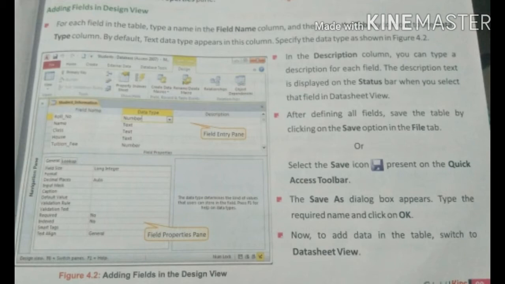Type a name in the field name column, and then press the Tab key on the keyboard to move to the data type column. By default, you can see the text data type in this column. Specify the data type. What is the data type you want to specify? In the description column, we can type a description for each field.